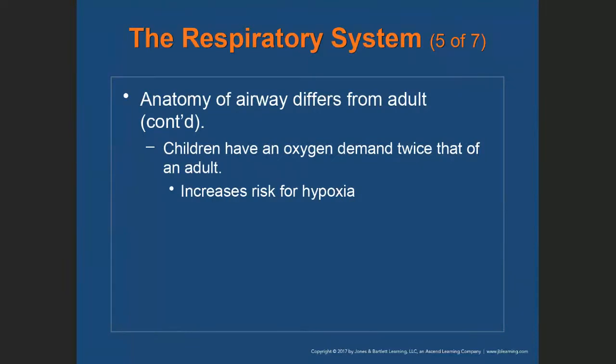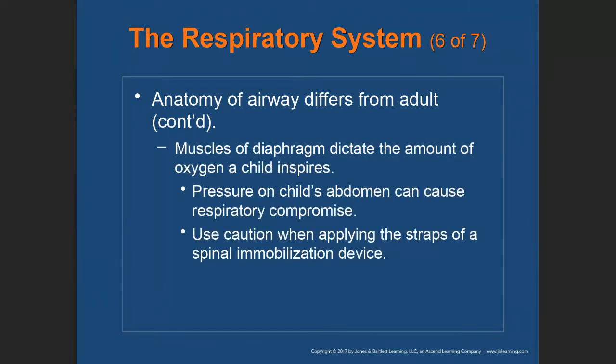Children have an oxygen demand that is twice that of an adult. Therefore, they are at a significant risk of developing hypoxia. The younger pediatric population relies more heavily on the diaphragm to breathe. So muscles of the diaphragm dictate the amount of oxygen a child inspires. Pressure on the child's abdomen can cause respiratory compromise. Use caution when applying straps of a spinal immobilization device.